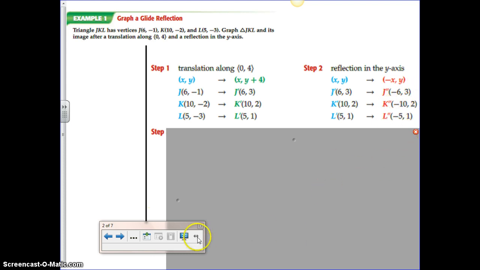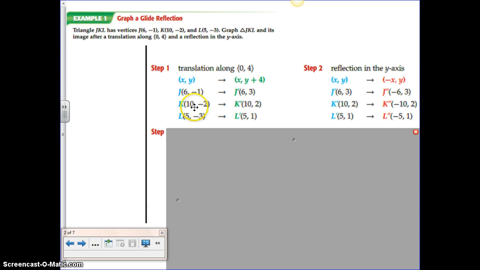So why don't you pause the video, graph all 3 triangles, labeling them as JKL and J prime, K prime, L prime, and J double prime, K double prime, and L double prime, and then play the video to check your work.